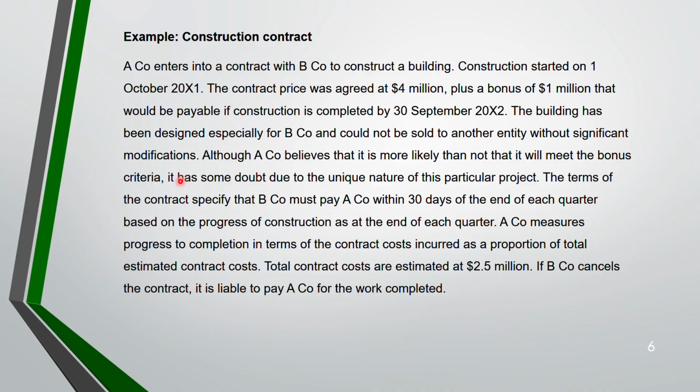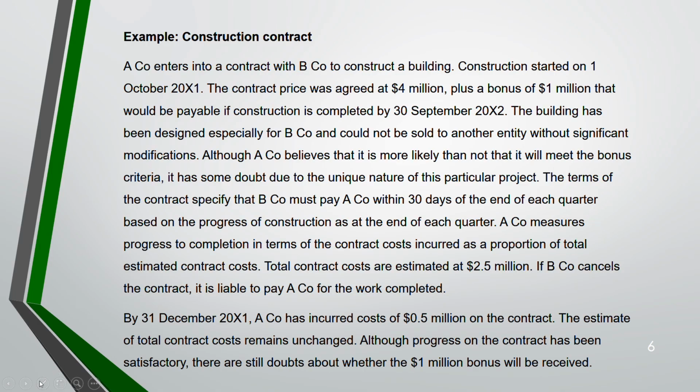Now, the terms of the contract specify that B must pay A within 30 days of the end of each quarter based on the progress. A measures their progress as a proportion of total estimated contract cost. So the total cost is 2.5. If B cancels the contract, it is liable to pay A for the work they have completed.